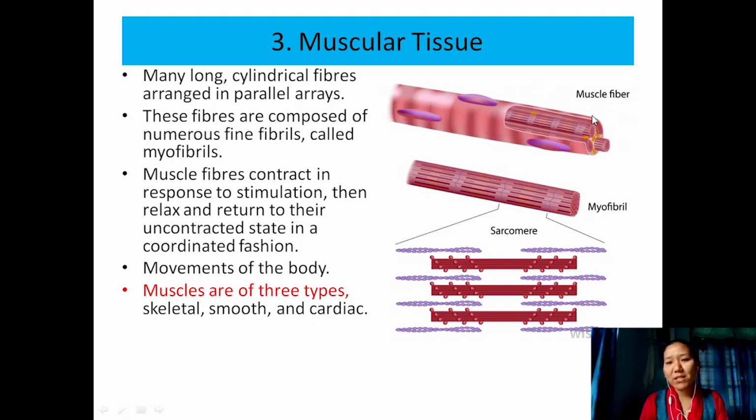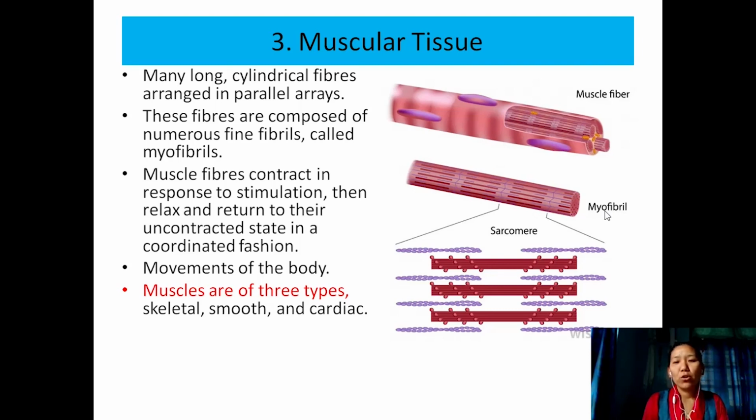This muscle is a tissue, and this tissue is made up of so many cells called muscle fibers. Inside this muscle fiber, again you will find so many fine fibrils called myofibrils. And this myofibril helps in contraction and relaxation of the tissue, which enables the movement and locomotion of the body.